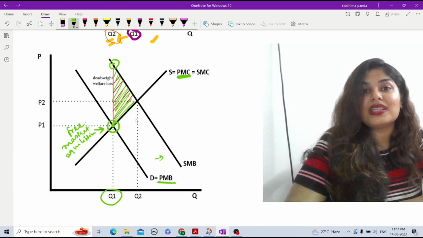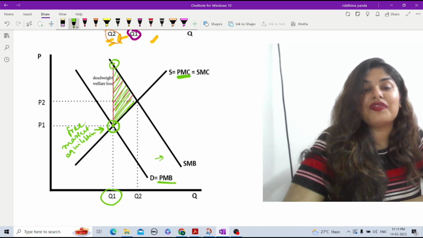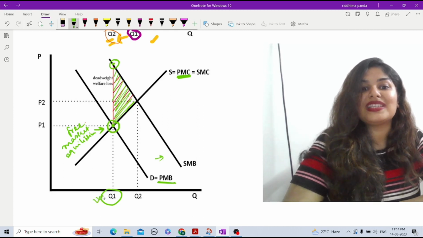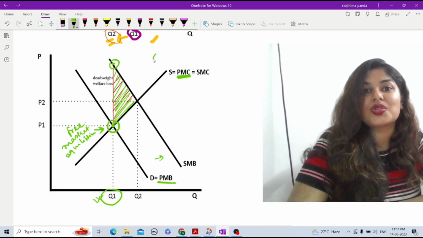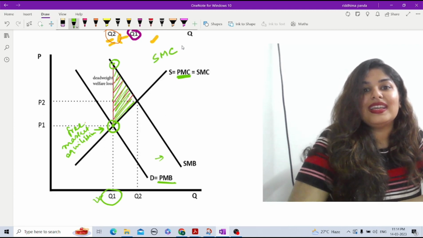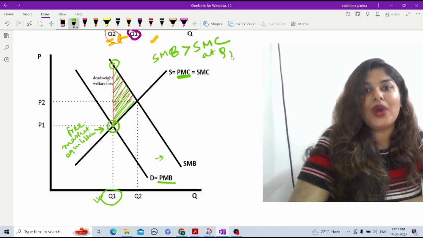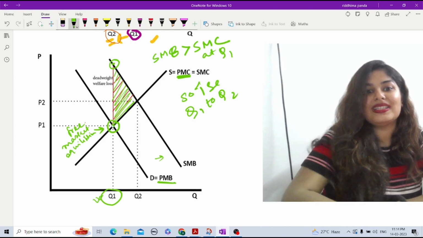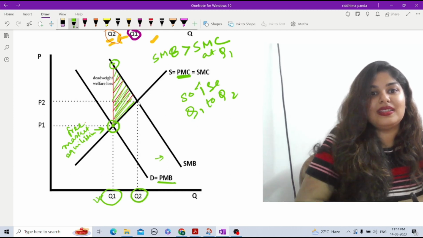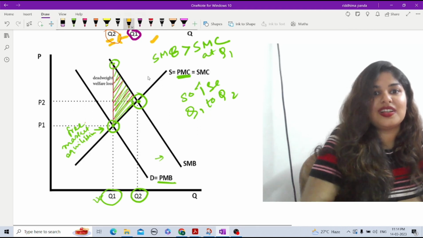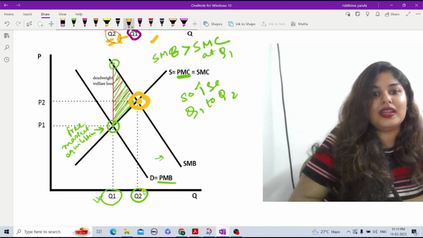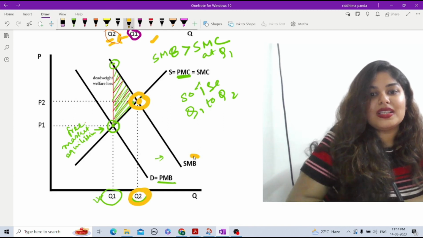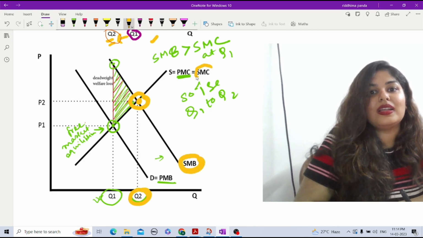This loss can be minimized if the production is increased. If the free market equilibrium is satisfied and production is taking place at Q1, then there is a loss to the society, because social marginal benefit is greater than social marginal cost at Q1. So increase production from Q1 to Q2. If we do that, then this is the point, Q2. That means here social marginal benefit is exactly equal to social marginal cost.